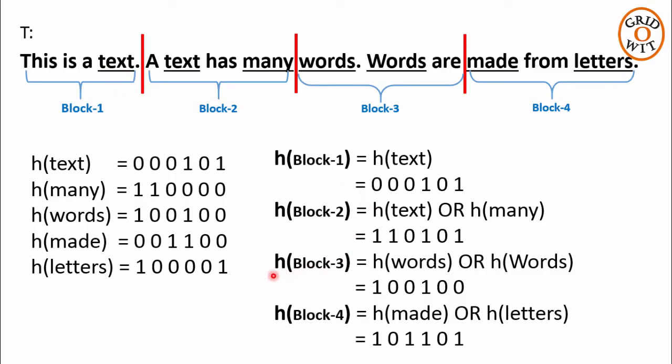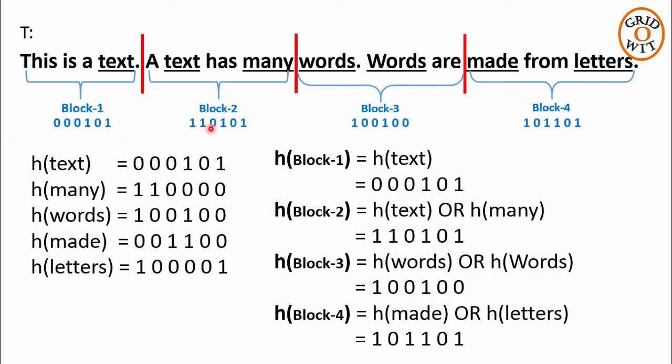Now to calculate the hash value of block 3, apply the OR operation between the hash value of words and the hash value of words, which will be equal to 100100, which is again equal to the hash value of words. Next, to calculate the hash value of block 4, apply the OR operation between the hash value of made and the hash value of letters, which will be equal to 101101.